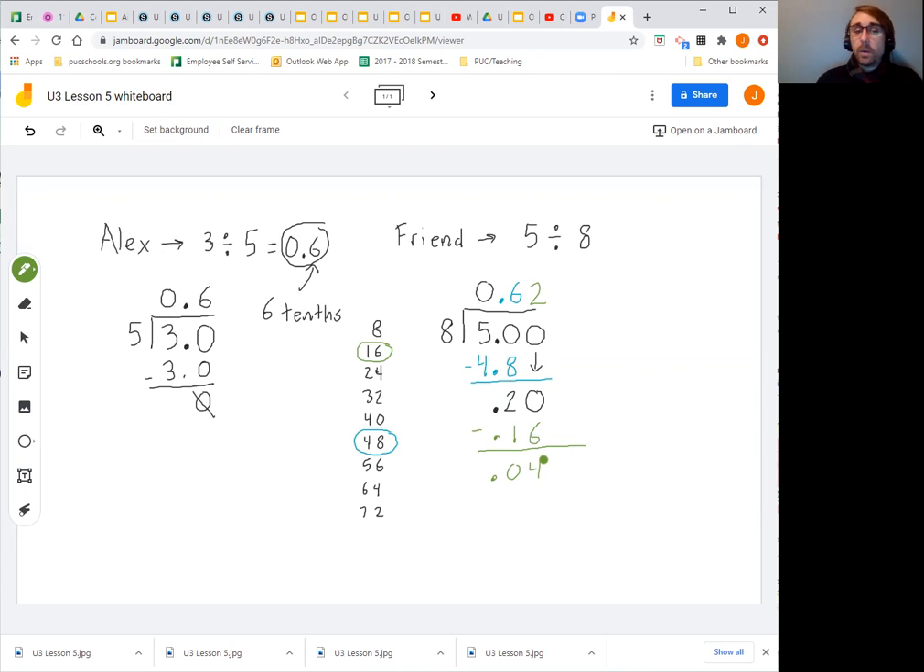Originally, we had 2 dimes. Now we have only 4 pennies left. And we're going to split that 4 pennies by 8, but it's too small. So again, we need to bring down. So I have to create another 0 and bring down. And now I can think of it like a 40, which is in our list.